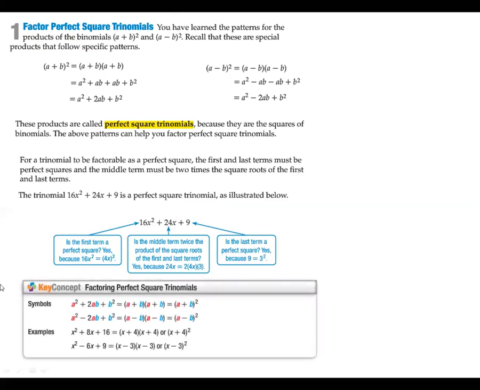So factoring perfect squares, if I have a squared plus 2ab plus b squared, it factors into a plus b quantity squared. And if I have a squared minus 2ab plus b squared, it factors into a minus b quantity squared. All right, so determine whether each trinomial is a perfect square trinomial. Write yes or no. And if it is a perfect square trinomial, go ahead and factor it.